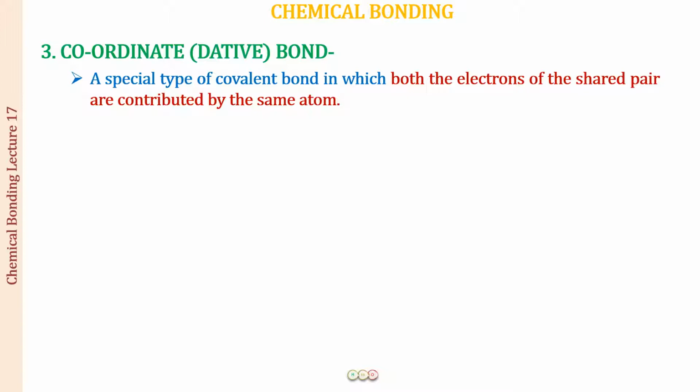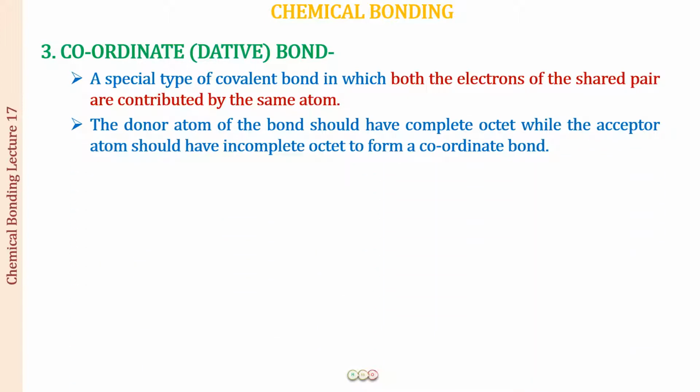Fine. I hope this is understood by you people. So this is a type of covalent bond. Sharing is happening, but the electrons are not contributed one each by both the shared atoms forming the bond, but by one atom only, right?